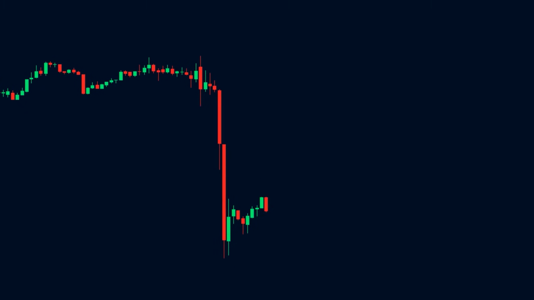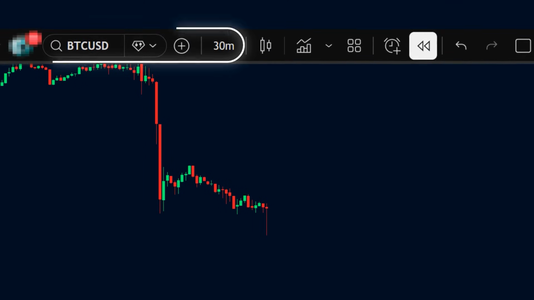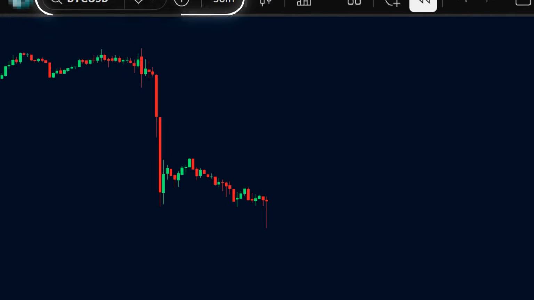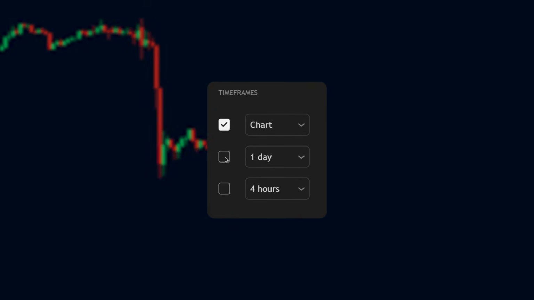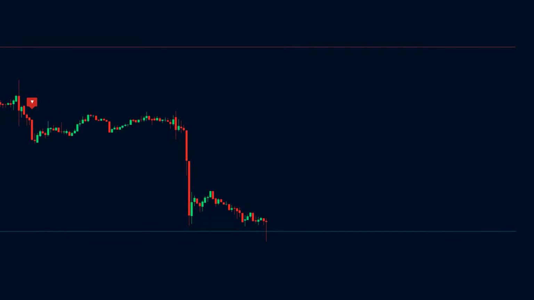Now let's walk through some real trade examples so you can see exactly how to use these levels in practice. We'll start with a reversal trade, then move into a breakout trade. For this first example, we're on the 30-minute Bitcoin chart, and in the indicator settings, we have the daily time frame enabled. That means every level you see on the chart is coming from the daily time frame.